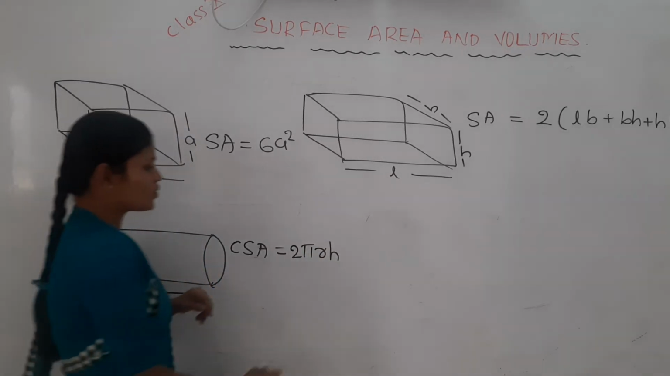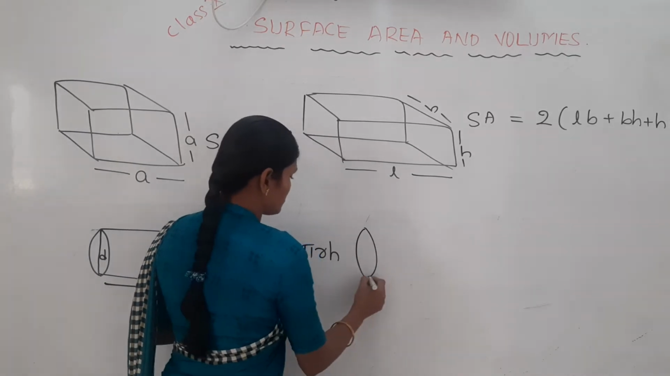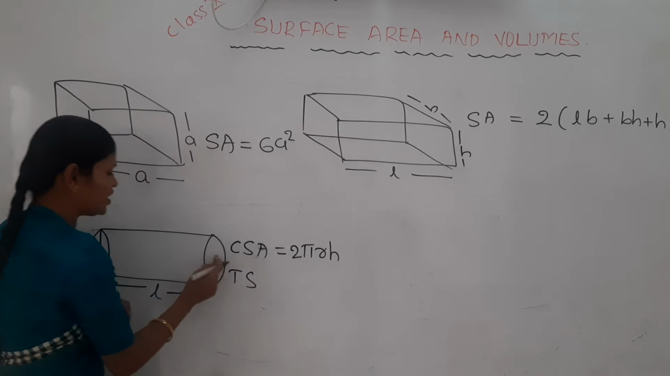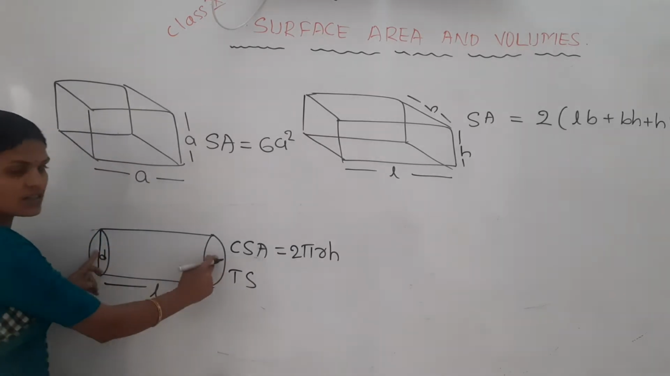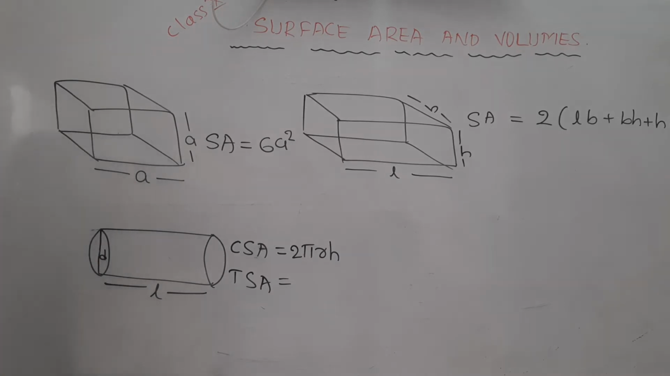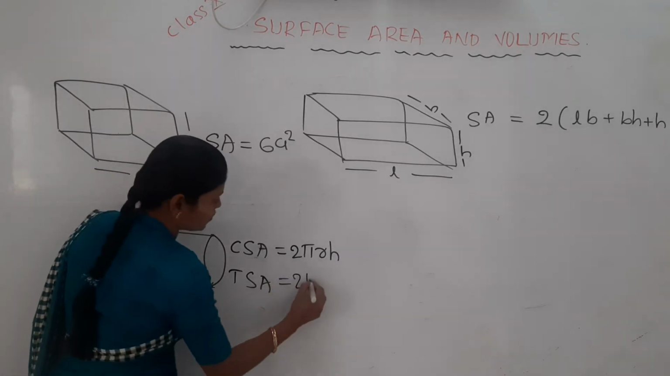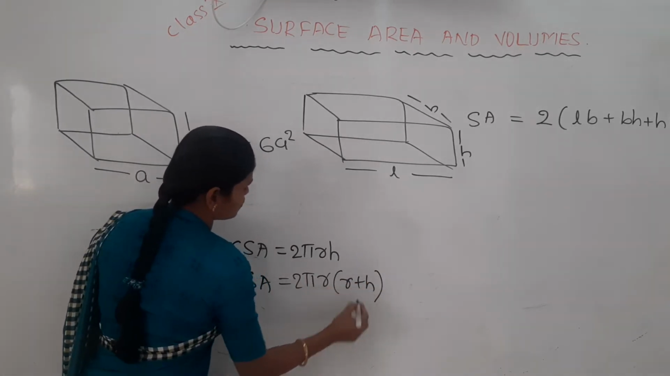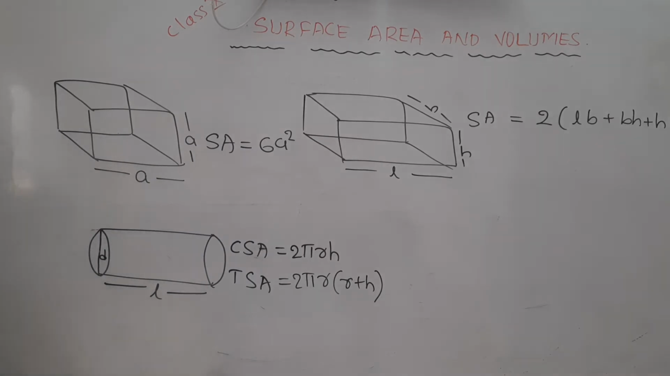And what is the total surface area of the cylinder? Here you take the total surface area, including the area of these 2 openings also. So what is the total surface area of the cylinder here? 2 pi r into r plus h.